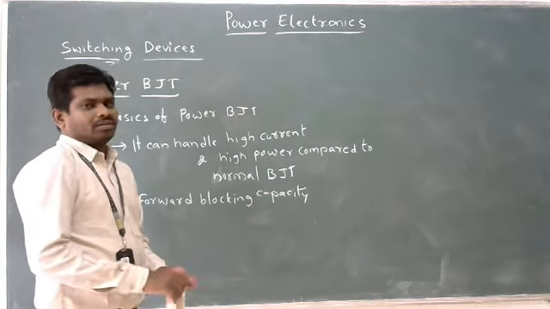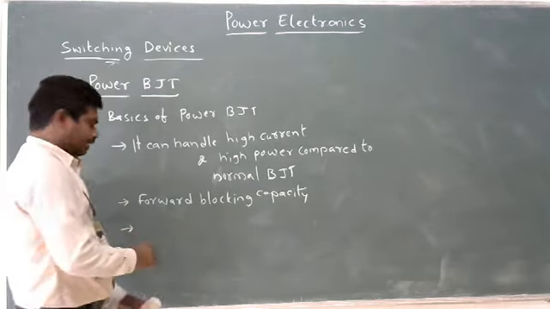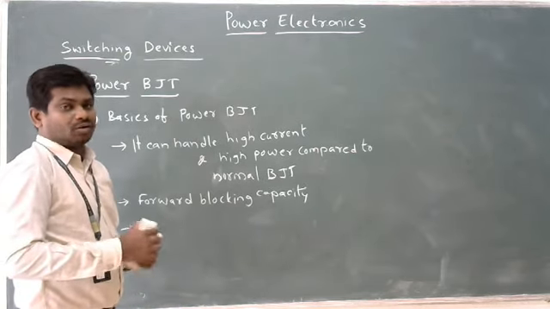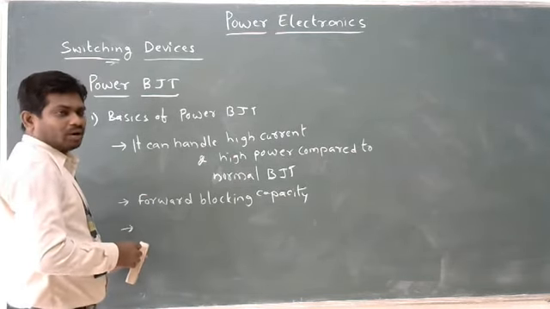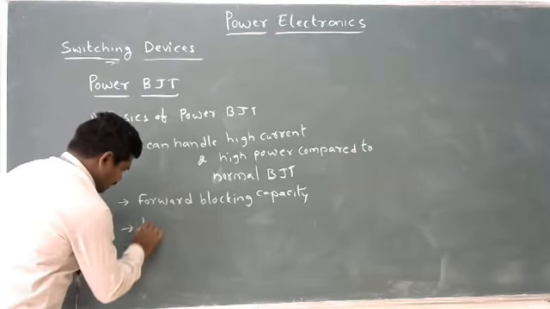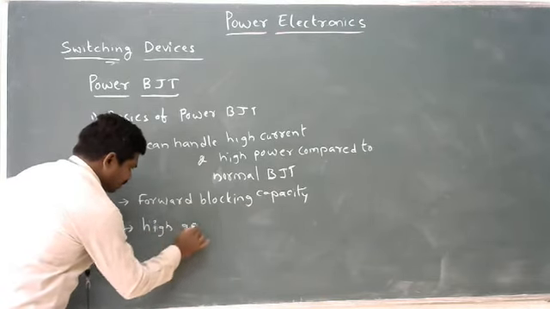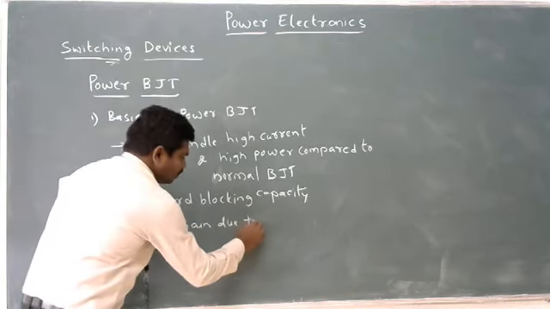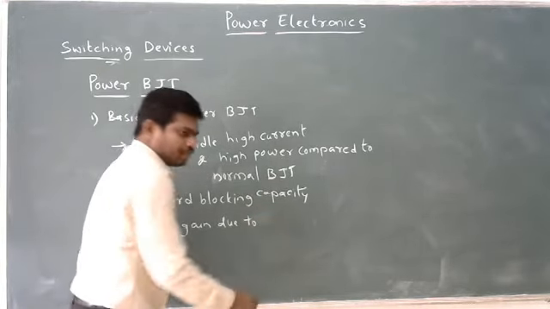Here, the gain is more for this power BJT because we are increasing the doping of emitter and collector compared to base. Automatically it gets high gain, but the current gain, beta value, is going to reduce. So, as I said, it has high gain due to the high doping of the emitter as compared to the base.